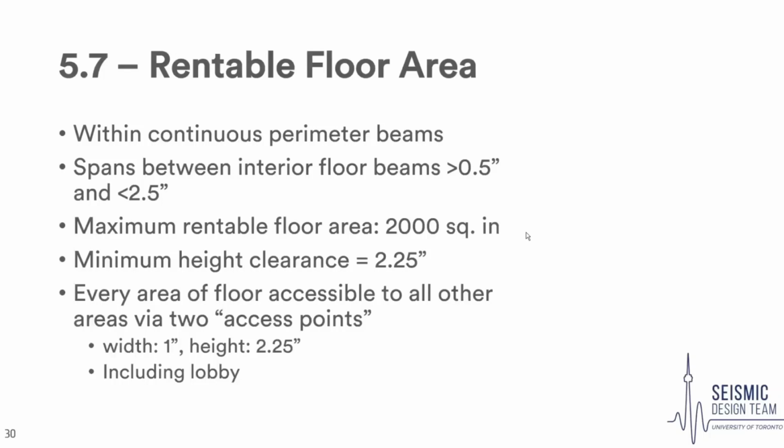if you have any kind of braces going through the middle of your tower, you need to make sure that you can get from one side of your tower to the other always with these doors that are 1 inch and 2.25 inches. So if you have floor area that's cantilevered out of your main building, you need at least 2 of these doors. This also includes the lobby. So on the lobby floor, you need these doors to get in and out of the building.